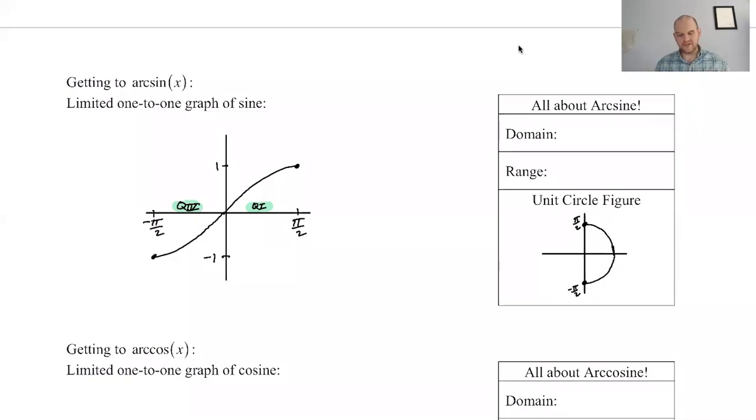All right, we're back. We're actually on page 57. I've copied these in, so you have to go back and watch the last two videos if you want to see where they have come from. So we have our limited graph, and this is really important. This is the limited one-to-one graph of sine. This is not the graph of arc sine. This is the graph of sine where it's one-to-one.